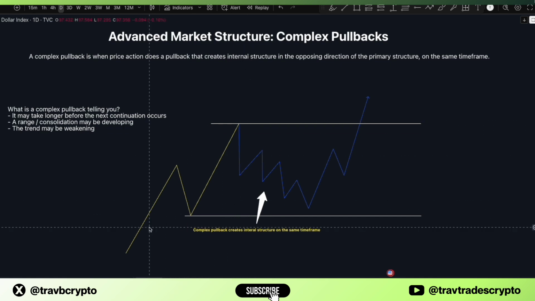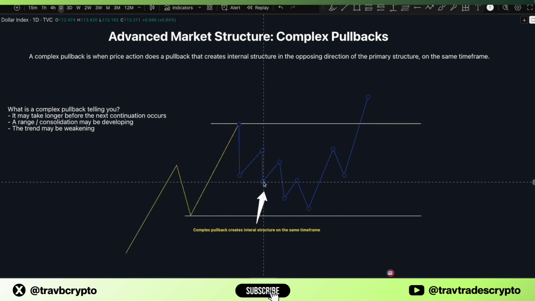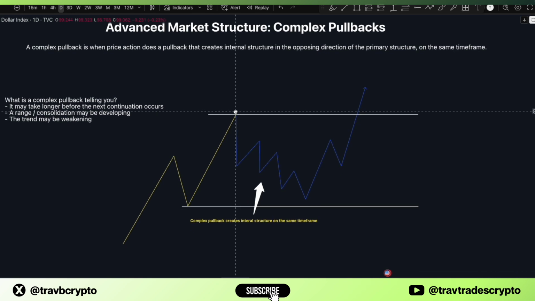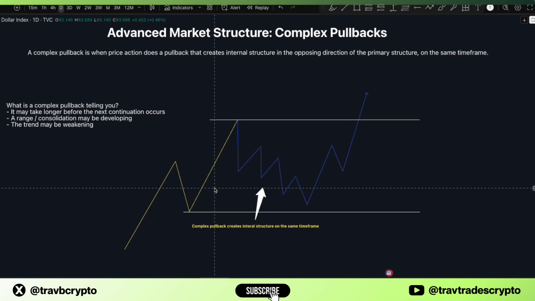So if you see in the context of this drawing right here, we've got the primary structure, we've got internal structure creating a complex pullback. This is internal structure because here's the last higher high, here's the last higher low, and price is contained within those two swing points and is creating new structure. Hence, it's internal structure.